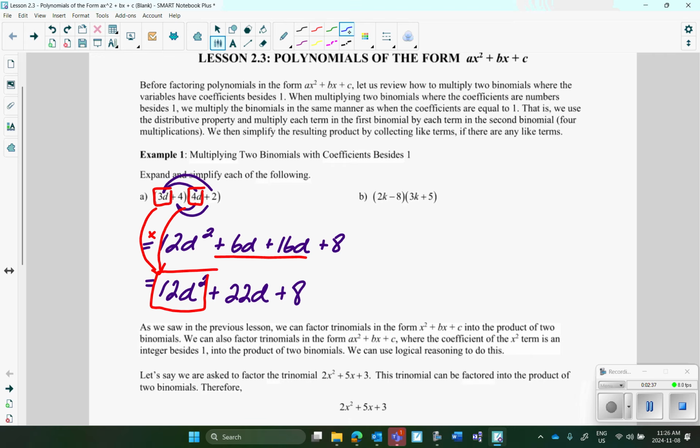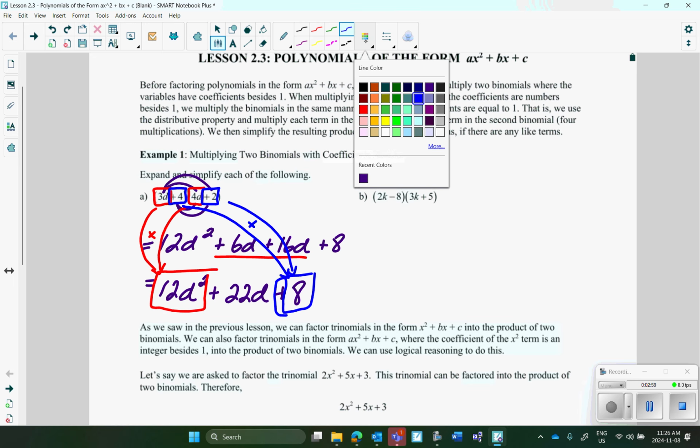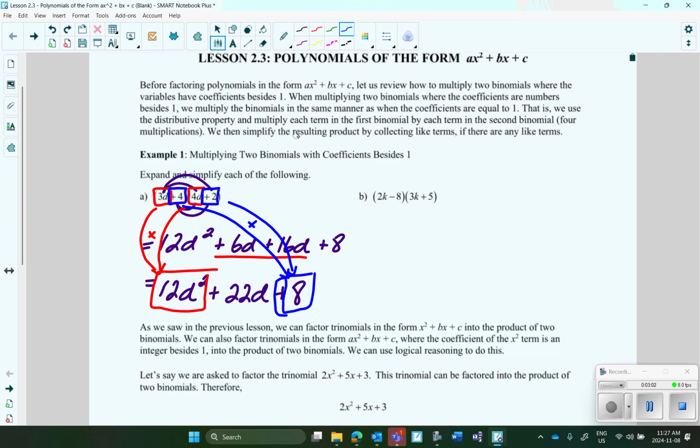When I multiply the last 2 terms, I'm always going to get the last term in the answer. How do I get the middle term? It's always going to be, and there's a reason I picked this.